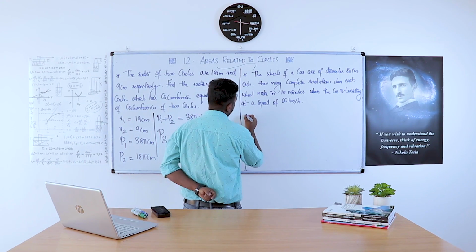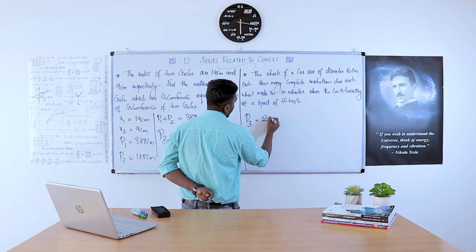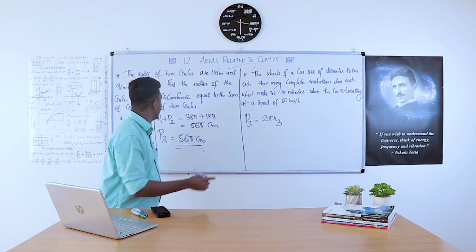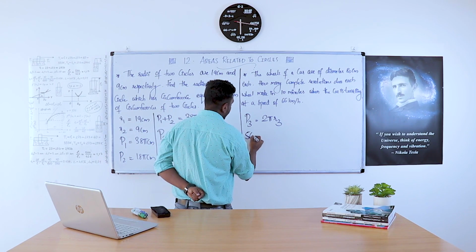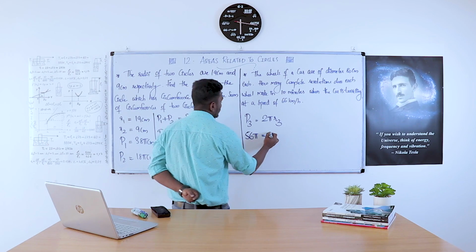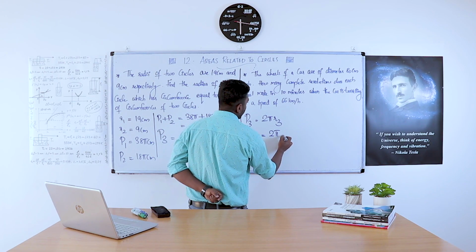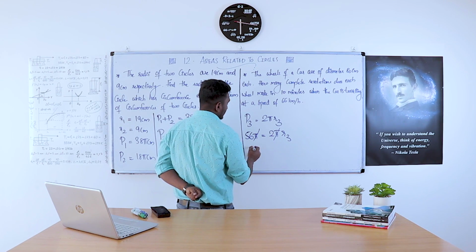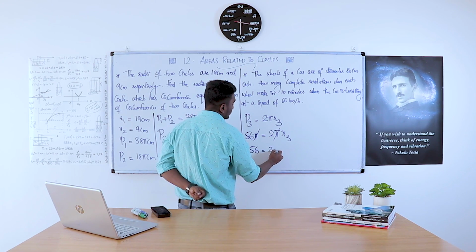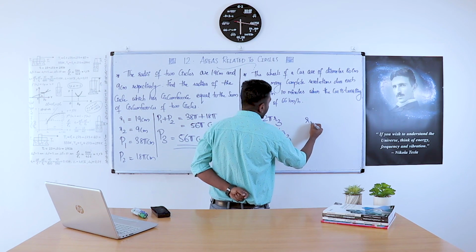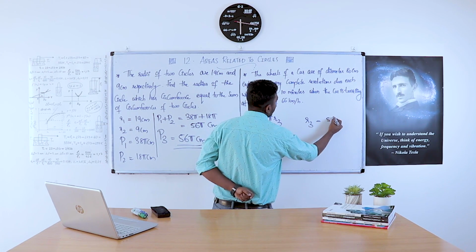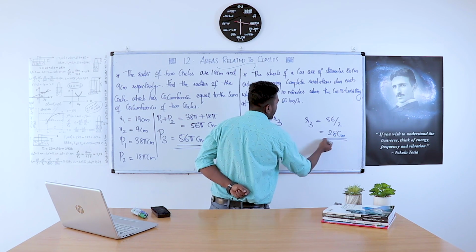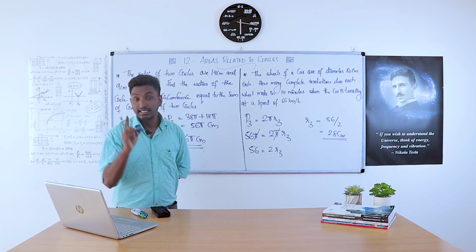So P3 can be written as 2 pi R3. We need to find that R3. Already P3, 56 pi, is equal to 2 pi into R3. So pi can be cancelled. 56 is equal to 2 R3. Therefore, what is the radius? R3 is equal to 56 by 2. That is 28 centimeter.